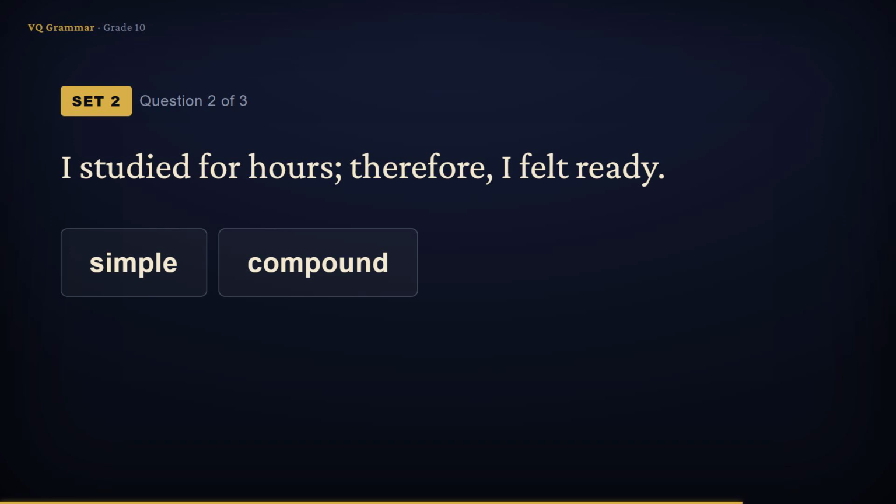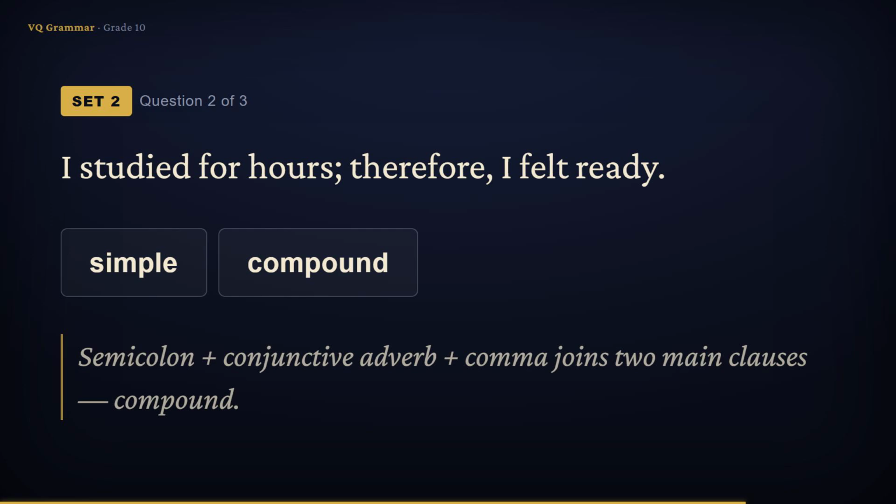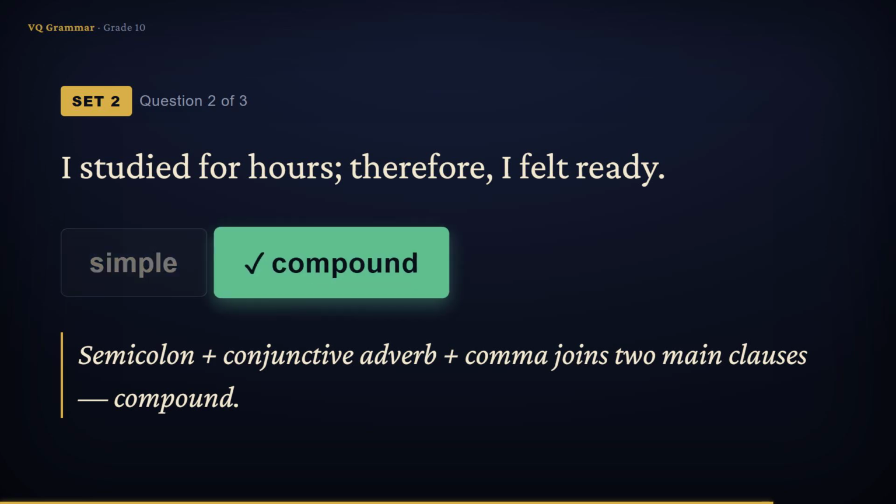I studied for hours; therefore, I felt ready. That is our third joining method. "I studied for hours" is a main clause. "I felt ready" is a main clause. "Therefore" is a conjunctive adverb sitting between a semicolon and a comma. Two main clauses are joined, so the sentence is compound.